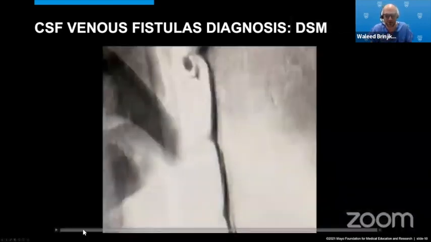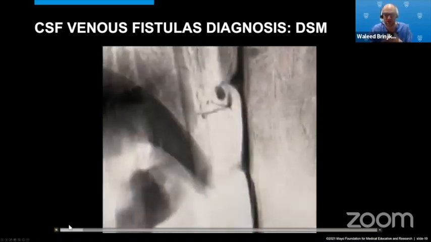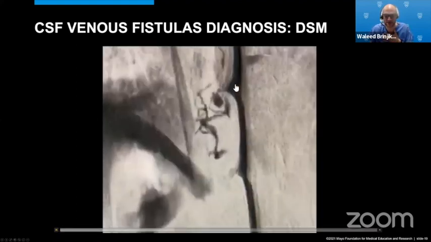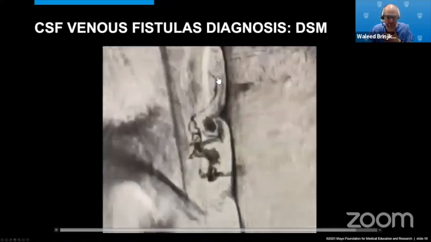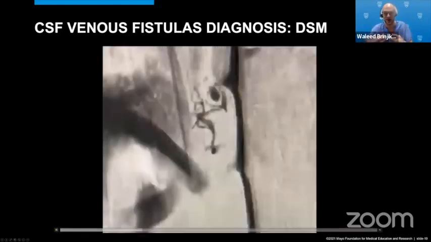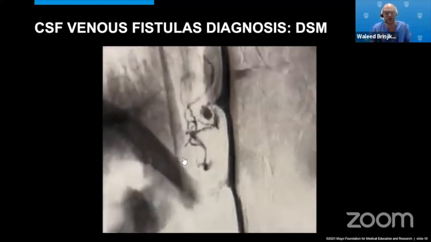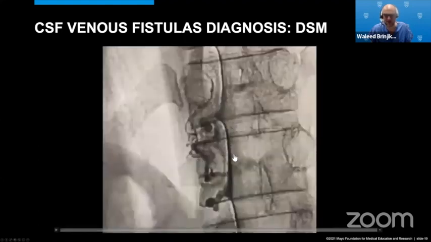Here is an example of one of the first digital subtraction myelograms that we did. You can see how the contrast escapes the neural foramen and enters into the vein. Now, this is a very impressive case, just for allowing me to prove the point, but in many cases the CSF fistulas are much more subtle. You can see here how the contrast is leaving the spinal CSF space and then entering this dense, complex network of vasculature, which are veins. And you can see that it's pulsating as if it's in a blood vessel, like the venous flow is pulsating the contrast away. So this right here is a CSF venous fistula that we diagnosed on digital subtraction myelography.